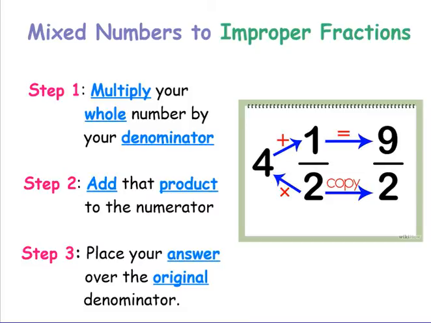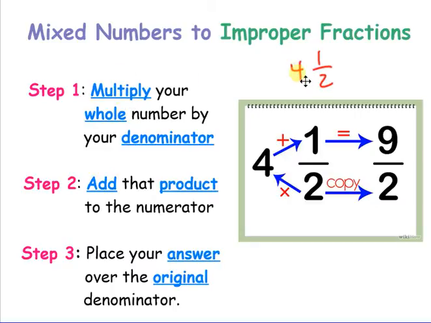Okay, so the first thing we're going to do is talk about how we go from mixed numbers to improper fractions. And this is the easier one of the two. I have the steps on the left and I have a picture of the process on the right. Okay, so step 1, and here's our mixed number. We have 4 1/2, which is right here.